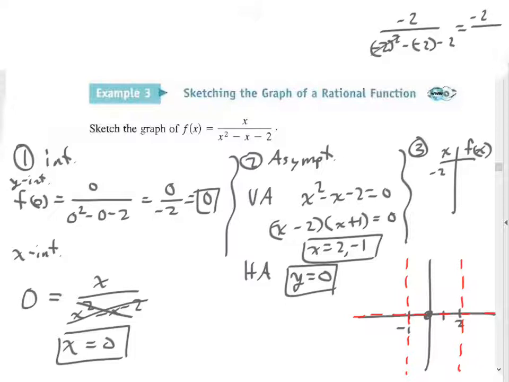Negative 2 over, that would be a 4. This would be a positive 2. No more negatives. Oh, these cancel out, so I have 4 on the bottom. This equals negative 1 over 2. So we get negative 1/2.